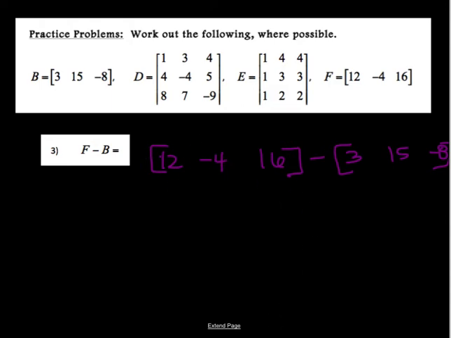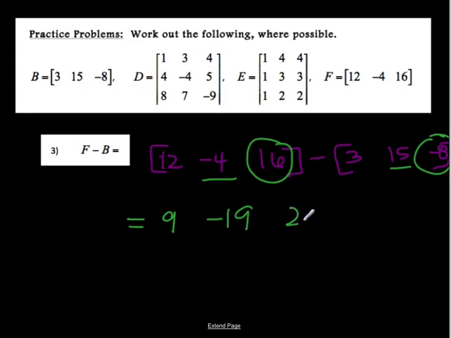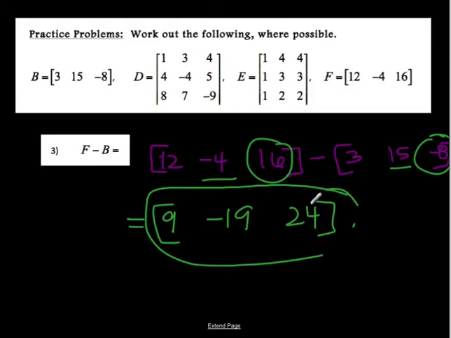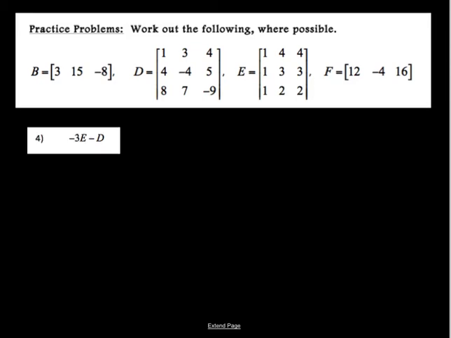Make sure you're always subtracting. So my final answer would be 12 minus 3, which is 9. Negative 4 minus 15 will give me negative 19. And then 16 minus a negative 8. If you're subtracting a negative 8, it's really adding, so it's 16 plus 8, which is 24. So my matrix is 9, negative 19, 24. That's my final answer.